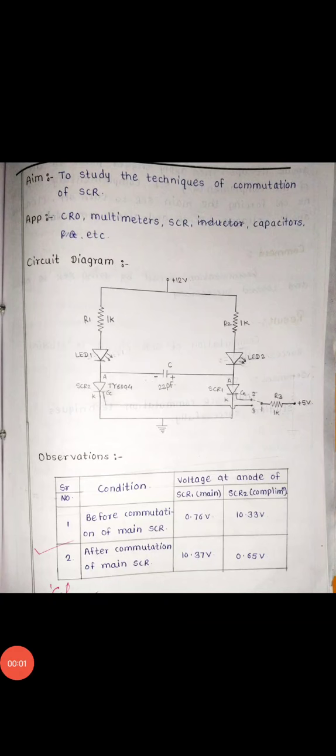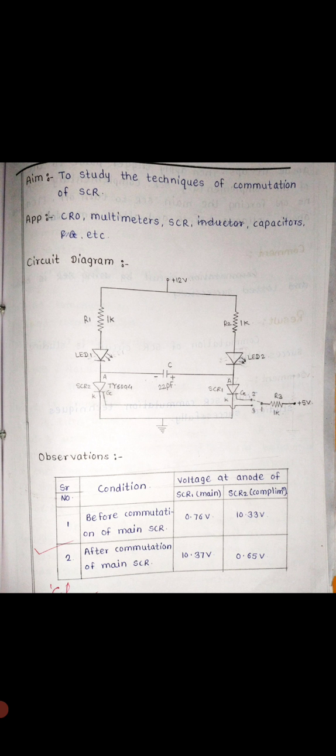Here is the last practical for power electronics in group C, that is the commutation of the SCR. The aim of the practical is to study the techniques of SCR commutation. The apparatus for this practical are CRO, multimeters, SCR, capacitor, etc.